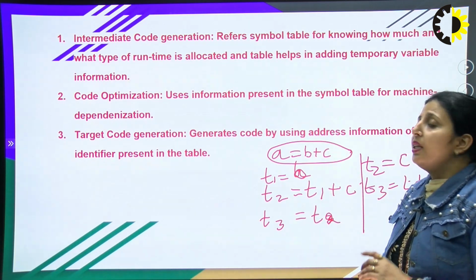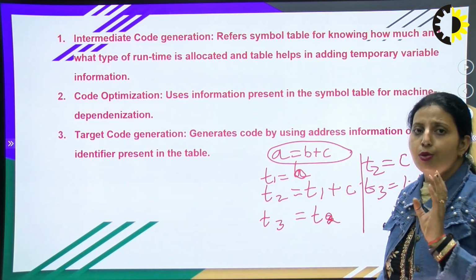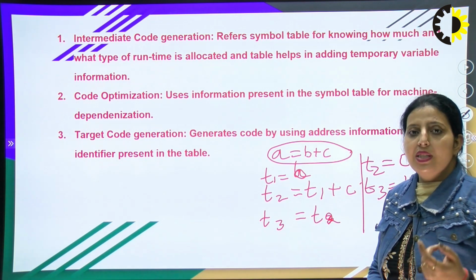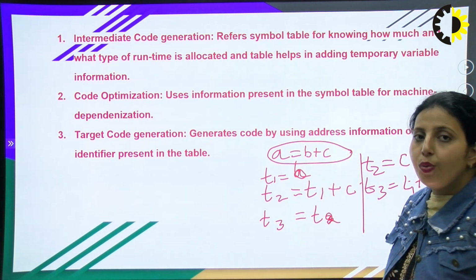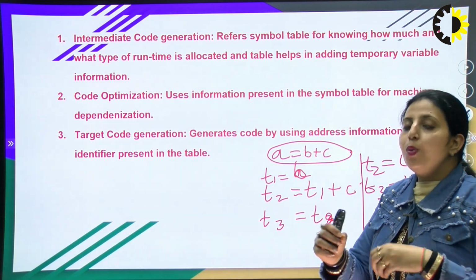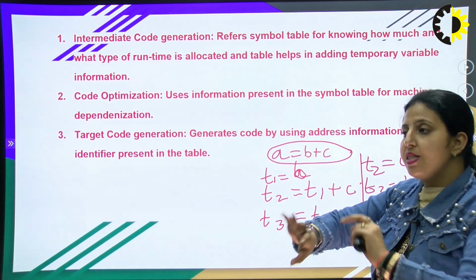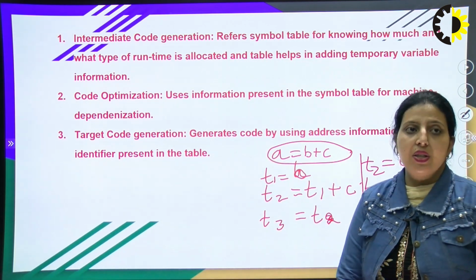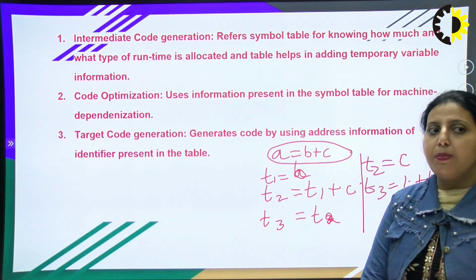Now let's move to the synthesis phase, which comprises two phases. The first one is code optimization and the last one is target code generation. So code optimization, what does it do? It does not make any kind of entry in the symbol table. It just uses the entries that have been stored in the symbol table. So code optimization uses information present in the symbol table for machine dependent optimization.